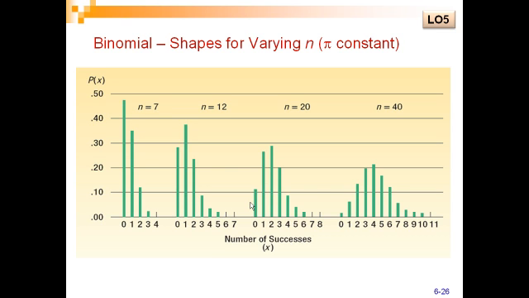If pi, the probability of success, remains the same but n becomes larger, the shape of the binomial distribution becomes more symmetrical. Chart 6.3 shows a situation where pi remains constant at 0.1 but n increases from 7 to 40.